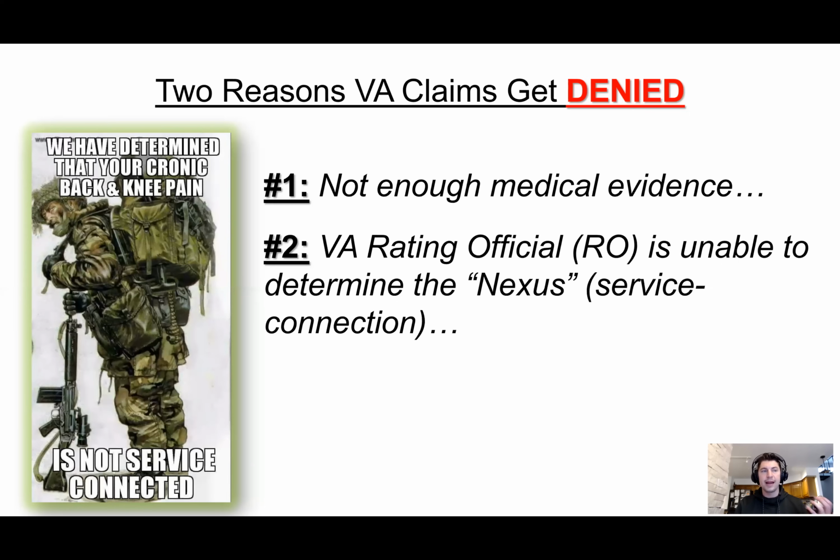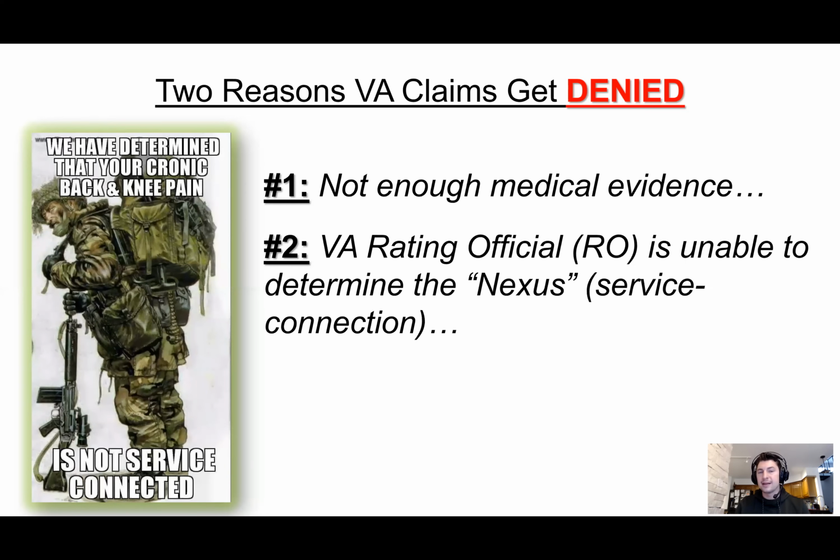All right. And then the rating officials at the VA, they write in their letters back to you, there's no evidence of the condition or the chronic pain in the veteran's active duty service treatment records. Of course there isn't, because you didn't go to the doctor. Okay, so that's the problem, is there's not enough medical evidence, right?